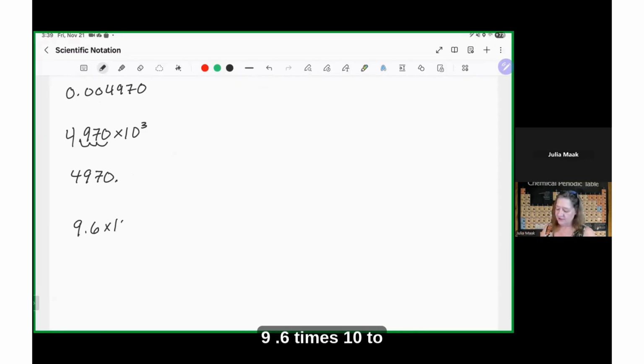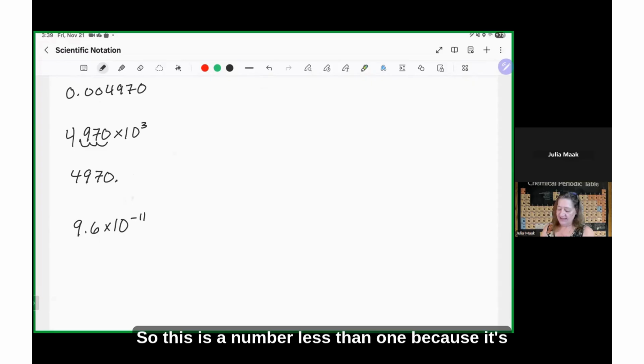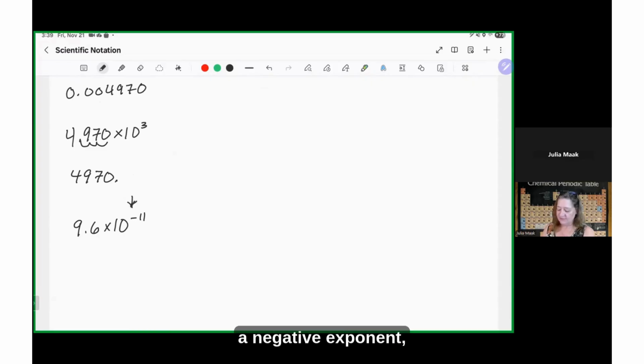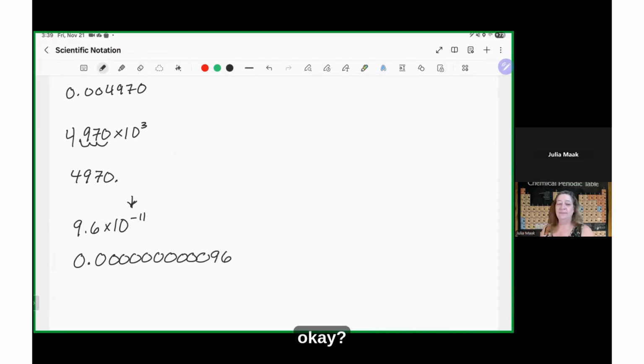Okay, what if I had 9.6 times 10 to the negative 11? Okay, so this is a number less than 1 because it's a negative exponent, so it's going to have 11 zeros in front of it. 1, 2, 3, 4, 5, 6, 7, 8, 9, 10, 11, and then my number.